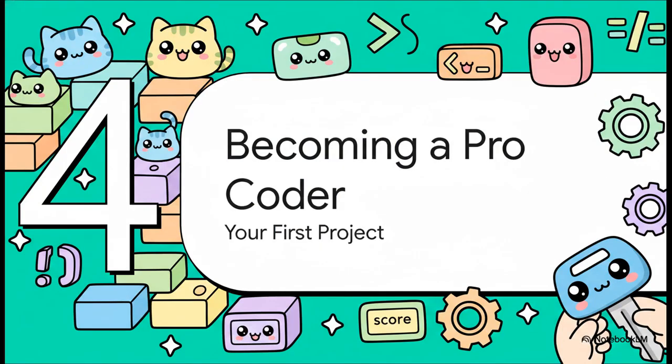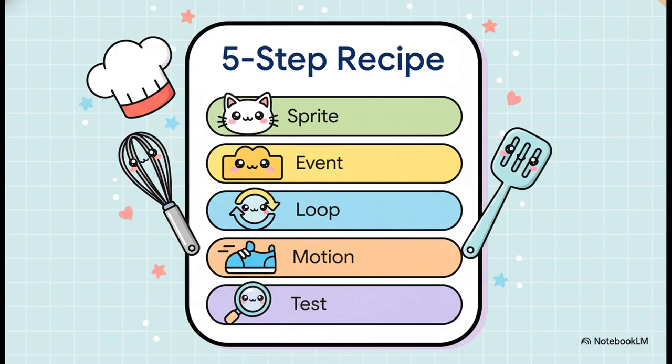And that brings us to Section 4, Becoming a Pro Coder. We're going to use a super simple 5-step recipe card to build a mini project together right now. Step 1, choose your sprite. Step 2, add your event trigger. Step 3, add your loop. Step 4, add the motion. And Step 5, which is honestly the most important rule of coding, test it out.